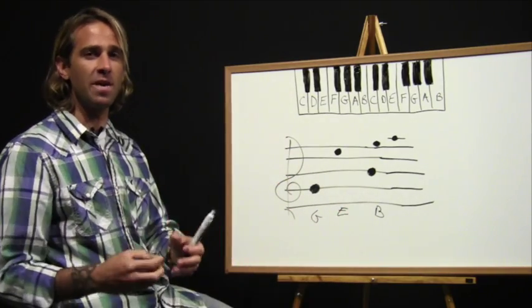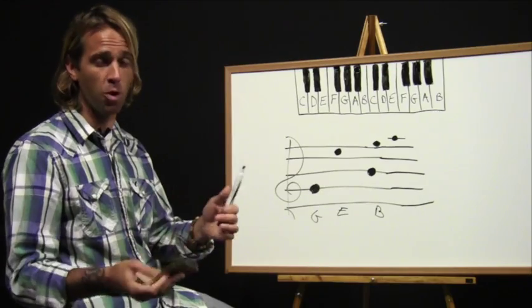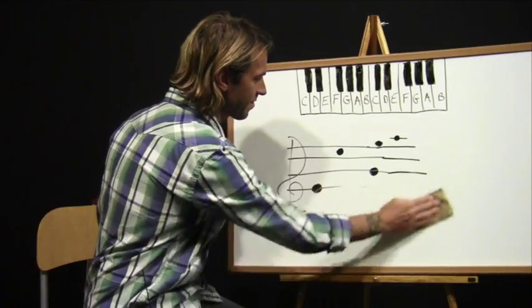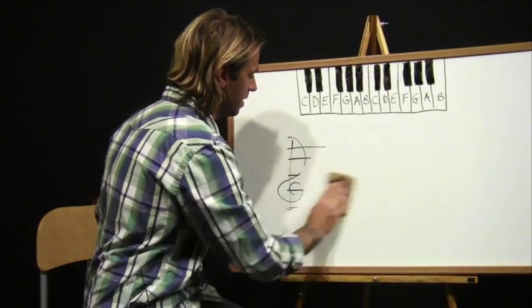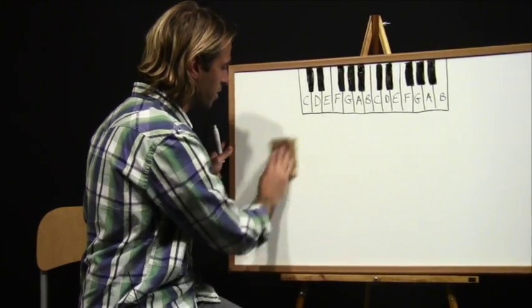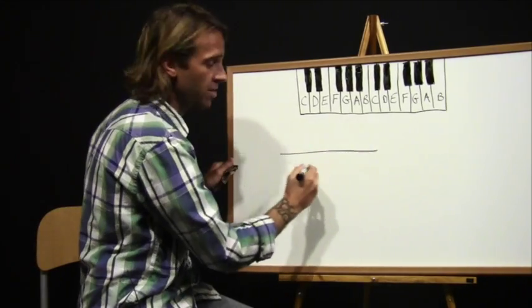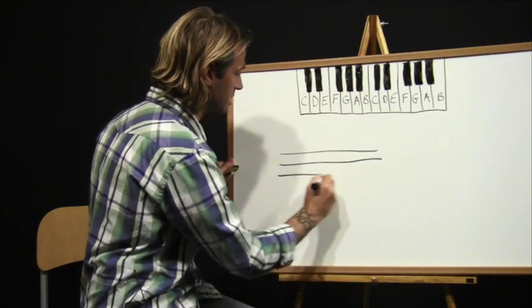We're going to look at another clef that we use as well in music. It's more common to piano. And that is the bass clef, or the F clef. And let me show you how that works. Okay. It still has 5 lines and 4 spaces.